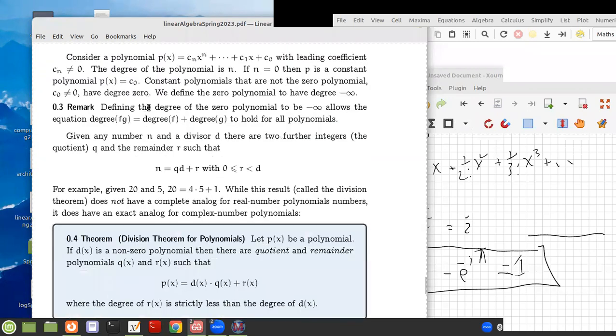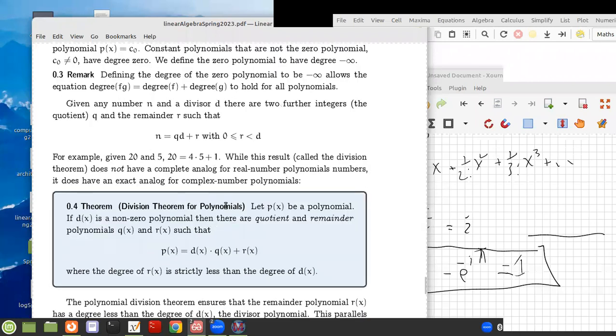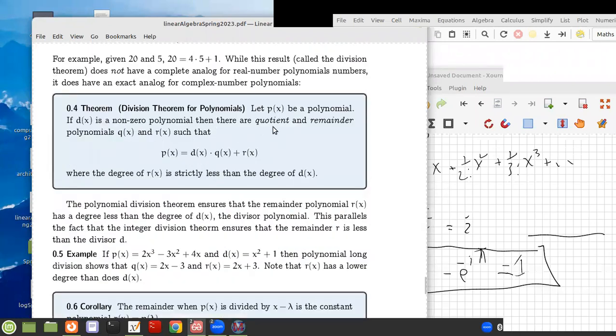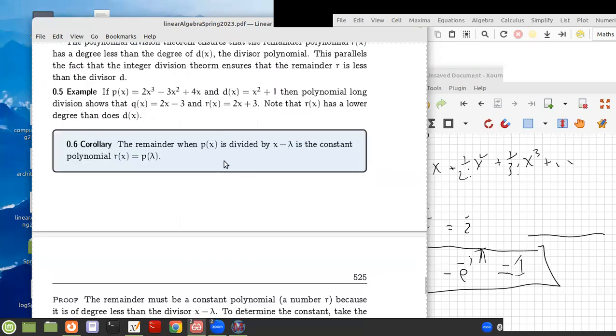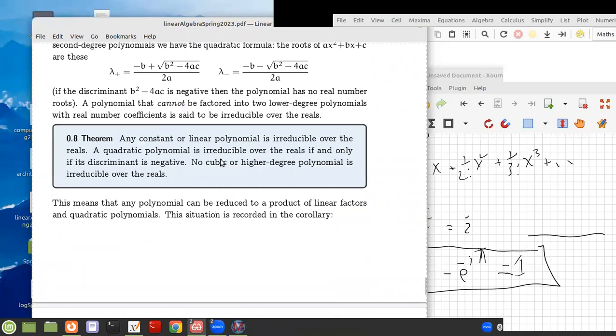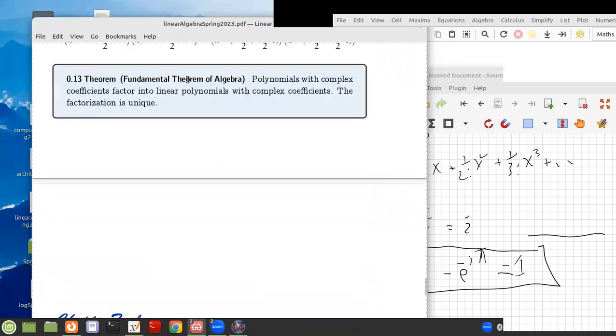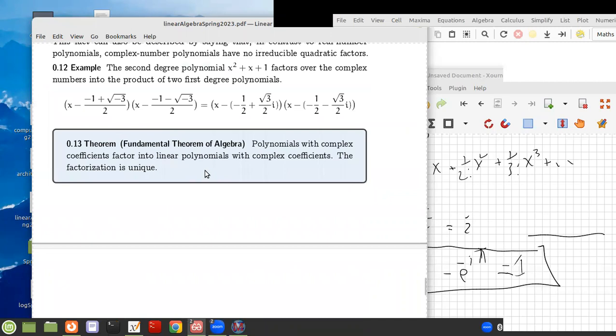But the point which you need is factoring polynomials. This is what we need: this theorem that, let P of x be a polynomial, if D of x is non-zero, then you can always divide with a remainder polynomial. This is just the division theorem. And then there's the fundamental theorem of algebra: polynomials with complex coefficients or real coefficients factor into linear polynomials with complex coefficients. The factorization is unique. That's what we need. We just need this result.